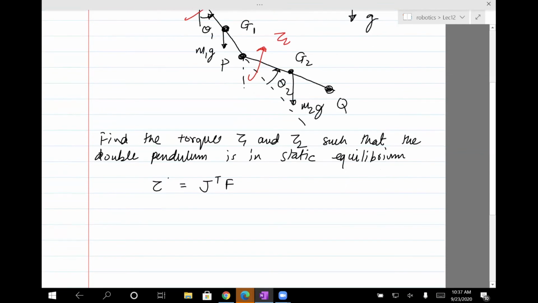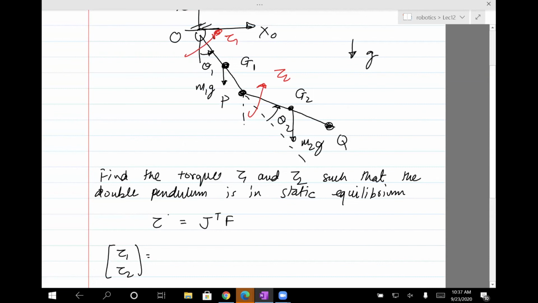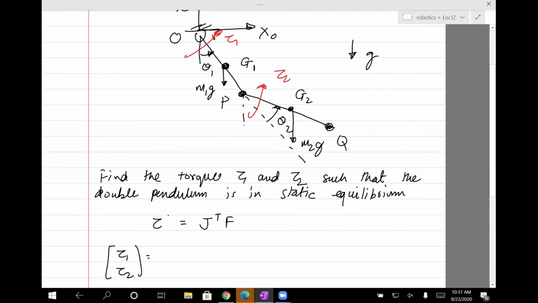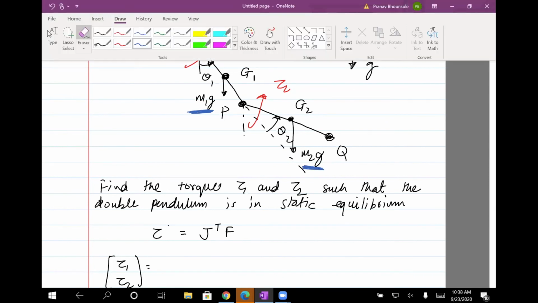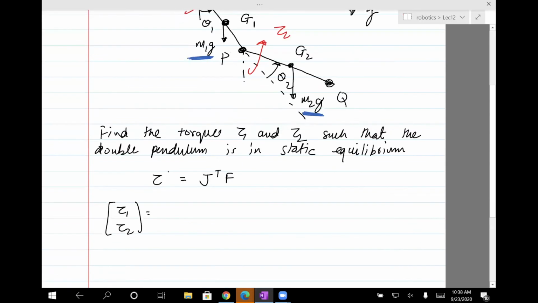So what we have here is two torques. One is at link 1, the other is at link 2. And when we find the term J transpose F, it really means all the forces. So here there are two Cartesian forces. One of them is M1G and the other is M2G. So I would have two terms there, one for G1 and one for G2. So I need to write J of G1 transpose times the Cartesian force at G1.